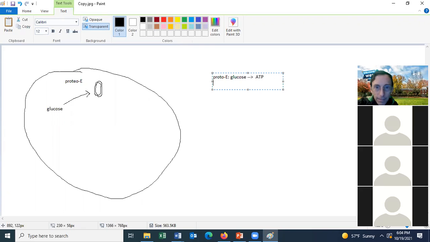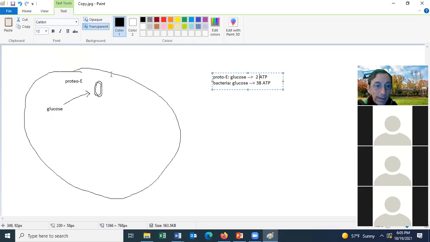But the bacteria can take glucose and with aerobic respiration make 38 ATP. Oh, I don't have the number in there. Let me see if I can put that number in now. 2 ATP. So the bacteria could make a lot more ATP out of the glucose than the proto-eukaryote.